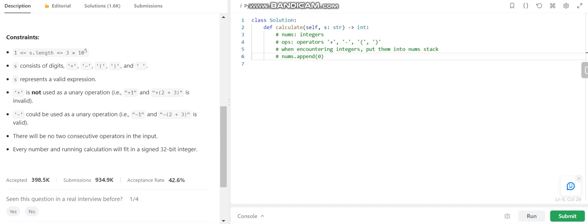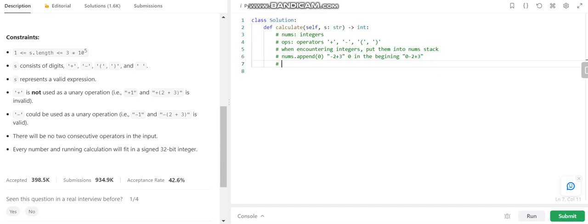because when encountering the case minus 2 plus 3, we definitely would like to have a 0 first in the beginning. We would like to include 0 first, so the string will become like this, and it is easier for us to calculate.